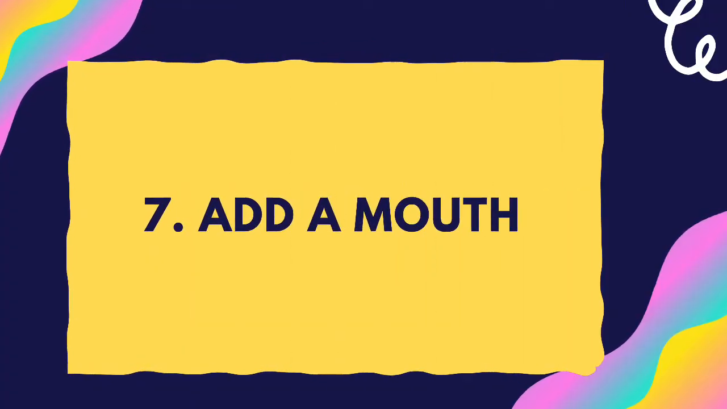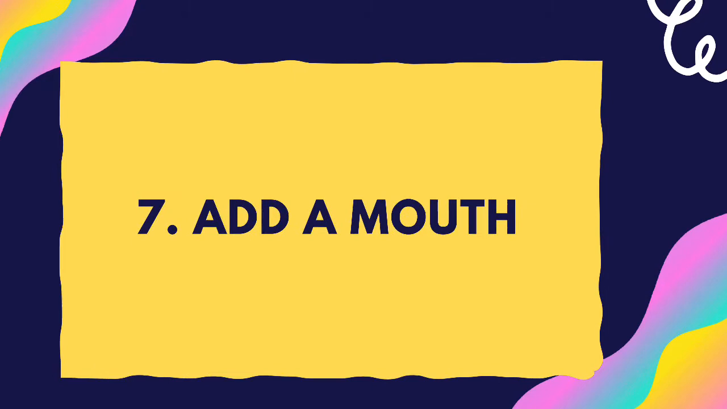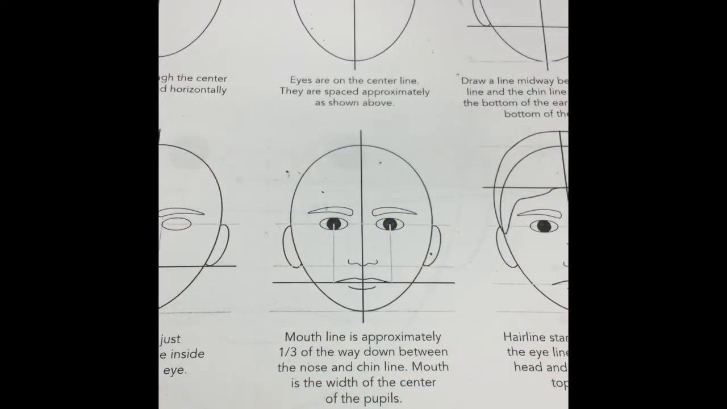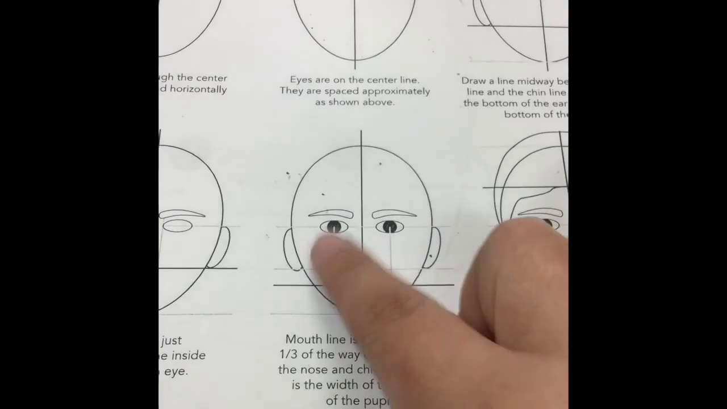Step 7. Add a mouth. To draw the mouth, you will first need to draw a straight line which is about 1/3 of the way down between the nose and the chin.